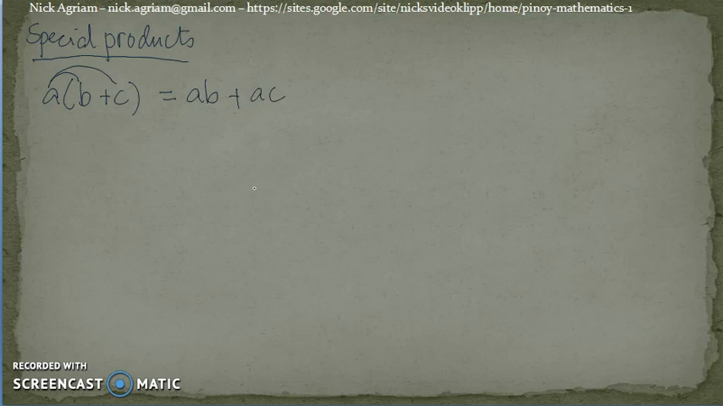Gusto kong magsimula sa special products. It is under the topic multiplication of polynomials. Maybe in grade 7, natutunan nyo ito. If I multiply A by B and C in a parenthesis, then I will multiply A and B and then A and C. Yan yung natutunan natin dati.